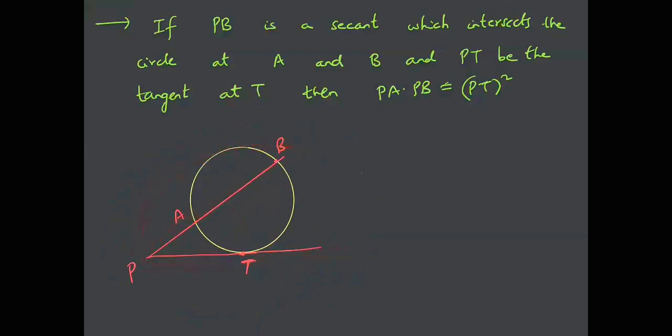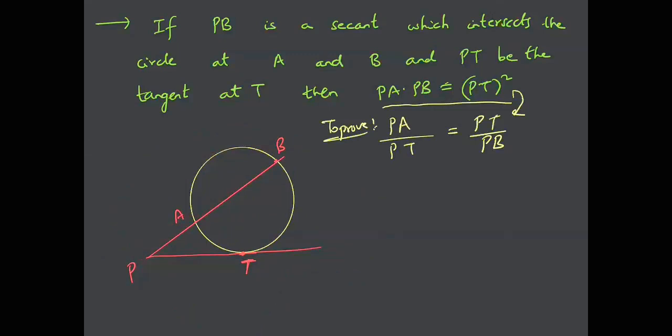So let us try to prove it. First, I will prove this using the similarity of triangles. Let me try to bring the sides into proportion. What I have to prove is that PA over PT is PT over PB. So I have converted this into this step. Basically, I need to prove that these two triangles, triangle PAT and triangle PBT, are similar. If these two triangles are similar, then I can prove this because the sides are proportional.